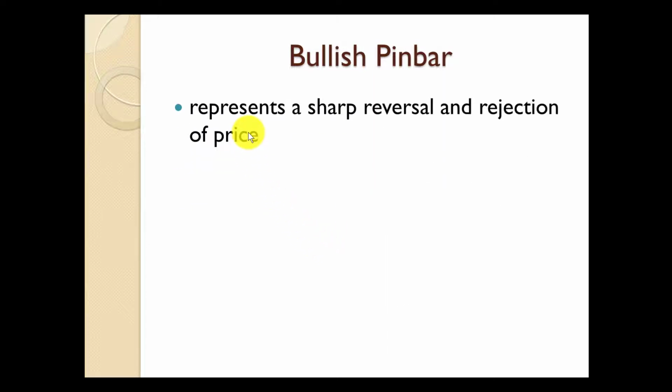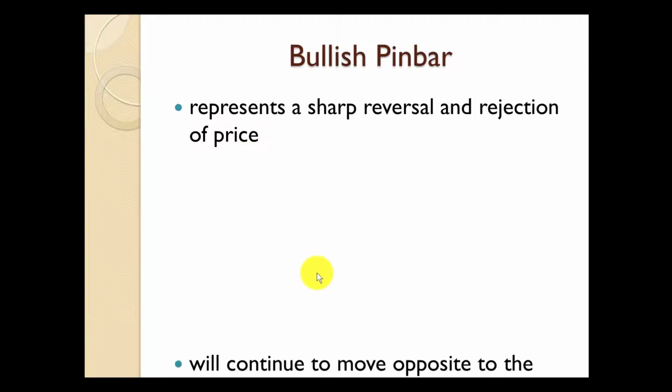So friends, to start with, I just want to tell you what the bullish pin bar is, and then we will see how to identify them on the chart. Well friends, it is a candlestick pattern, so you will have to look for the candlestick charts, not the bars or the line charts. It represents a sharp reversal and rejection of price. What else does it show us?